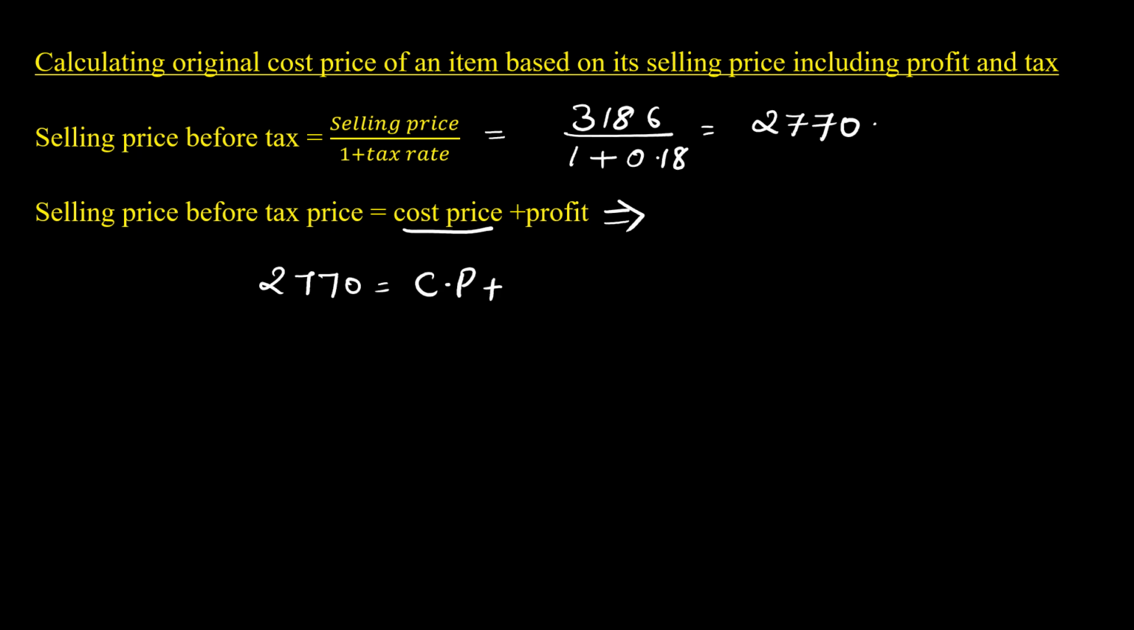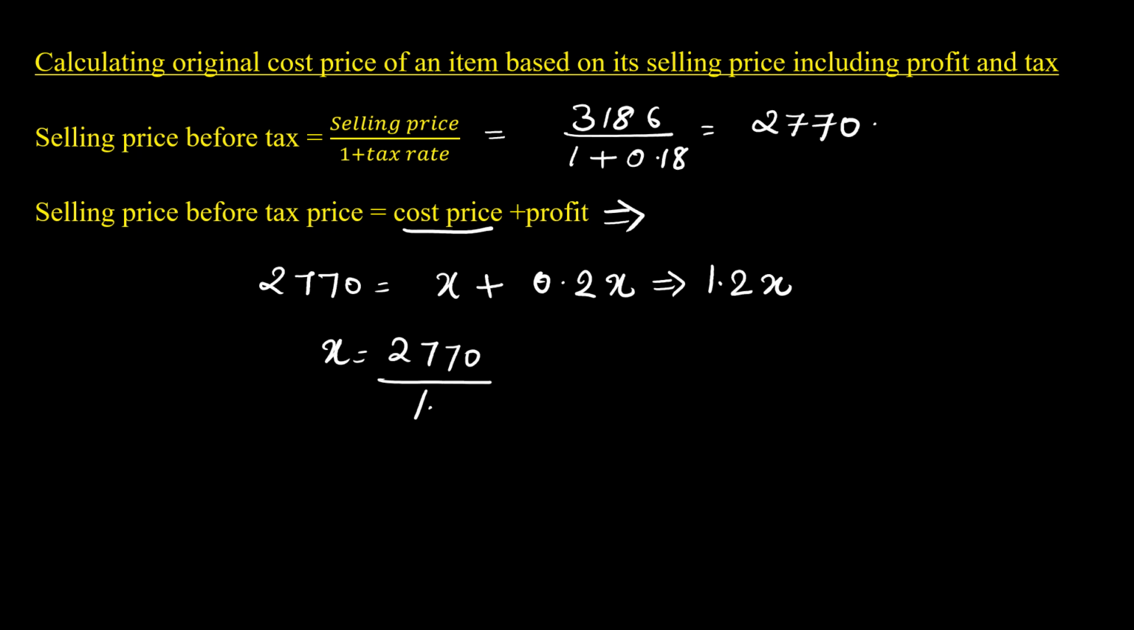Profit is 20% of X, that is 0.2 of X. Cost price is taken as X. So cost price X plus profit 0.2x is equal to 1.2x, or X is equal to 2700 divided by 1.2, which is equal to 2250. This is the final answer.